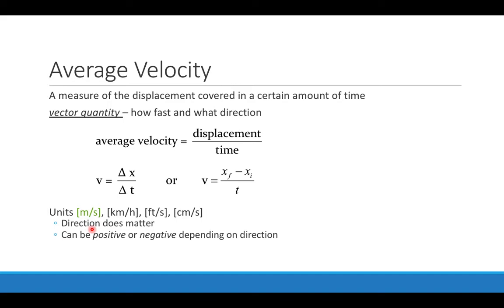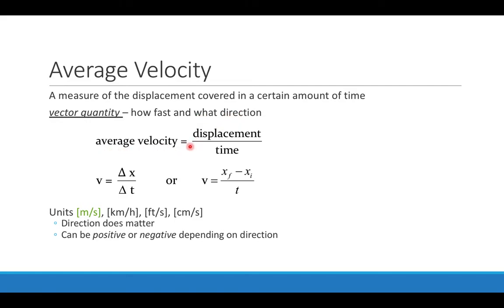So we've talked about average speed. Average speed was just the distance covered over the time interval. And now we're going to define something called the average velocity. The average velocity basically measures the displacement covered in a certain amount of time, which of course is different than the distance covered. So average velocity is a vector quantity. It has both size and direction. So the average velocity is going to tell you how fast, but also in what direction you're moving.